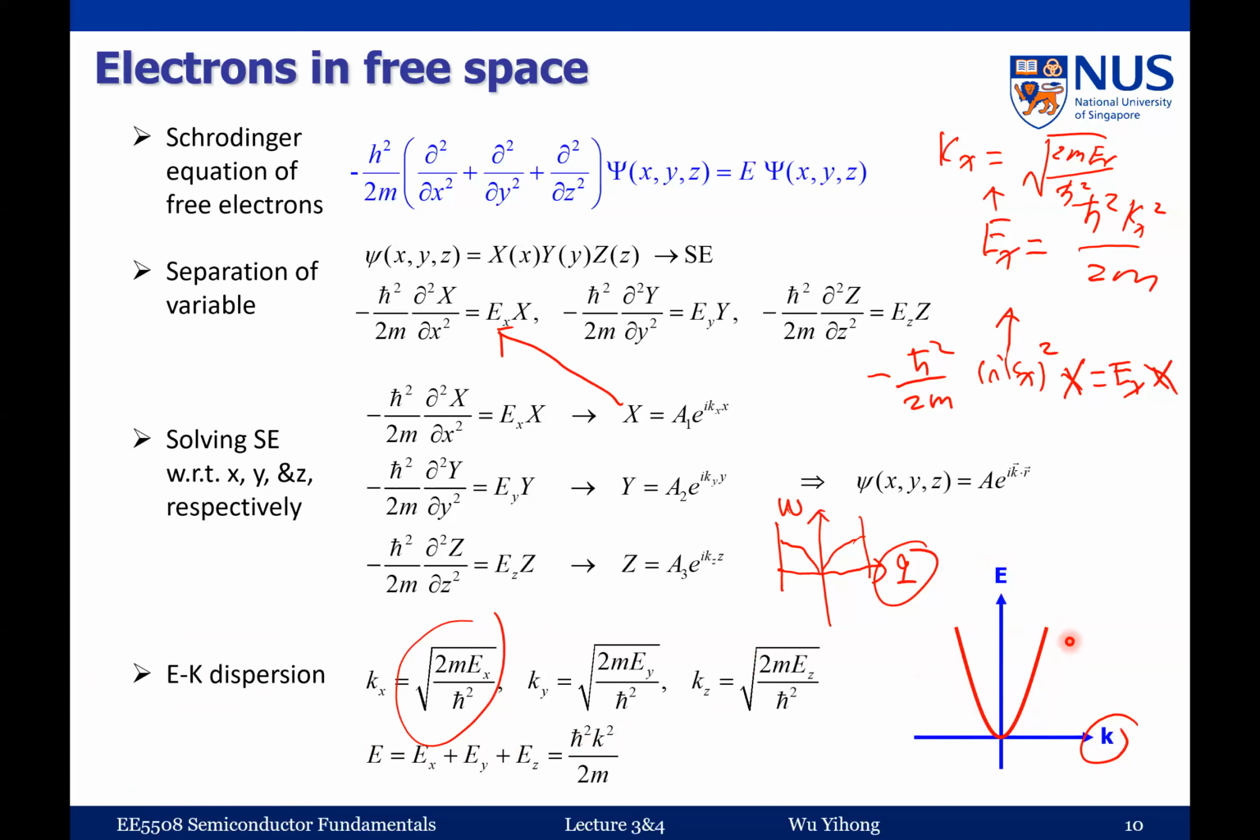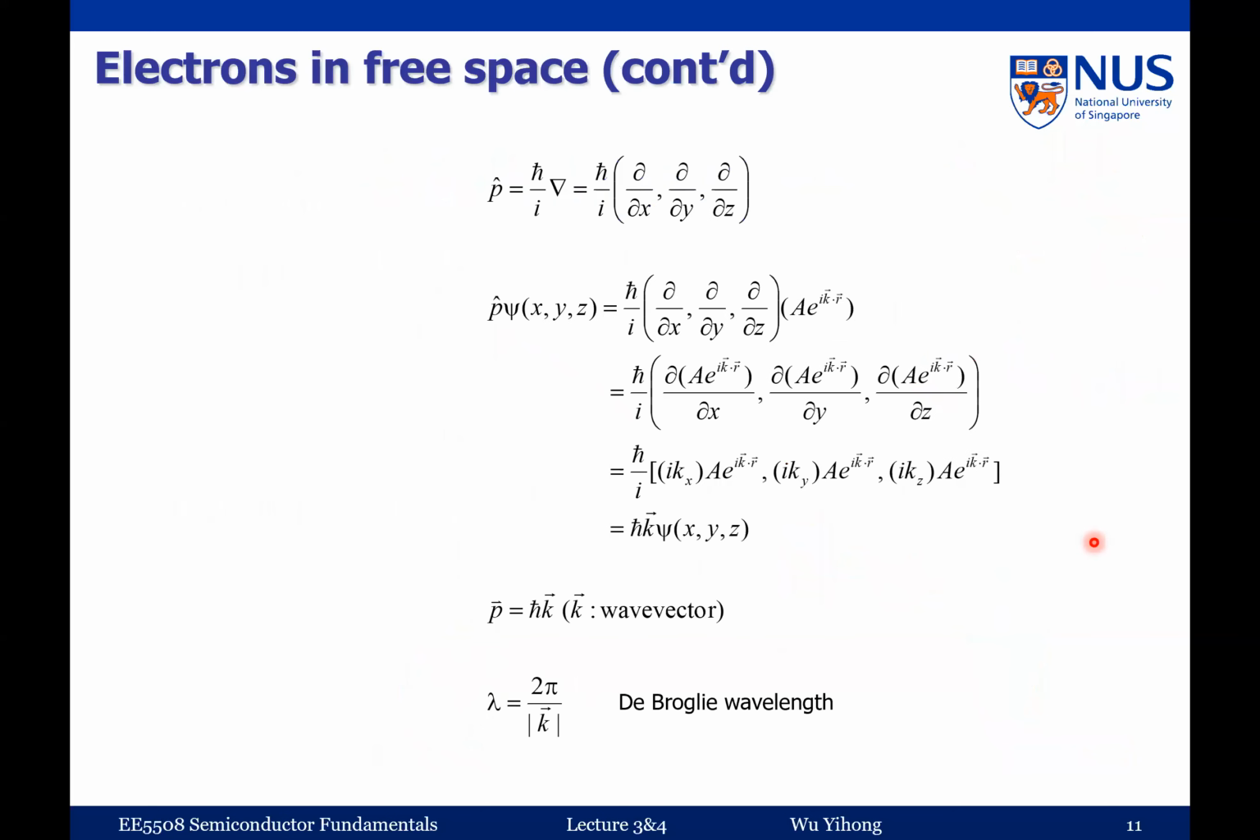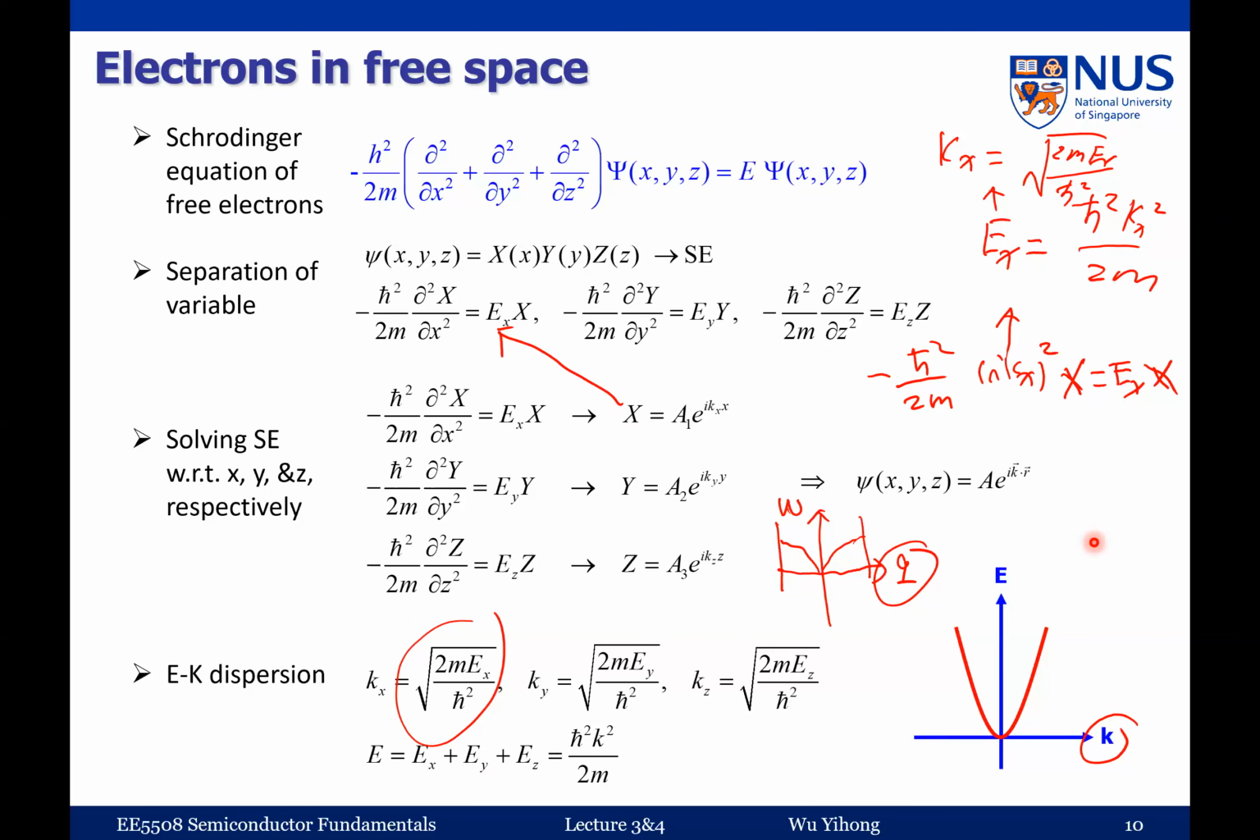So this basically determines the behavior of electrons inside a certain medium. But here we talk about a vacuum, it's free space. Later, anyway, we'll come back to talk about this again once we have the so-called effective mass concept, right?